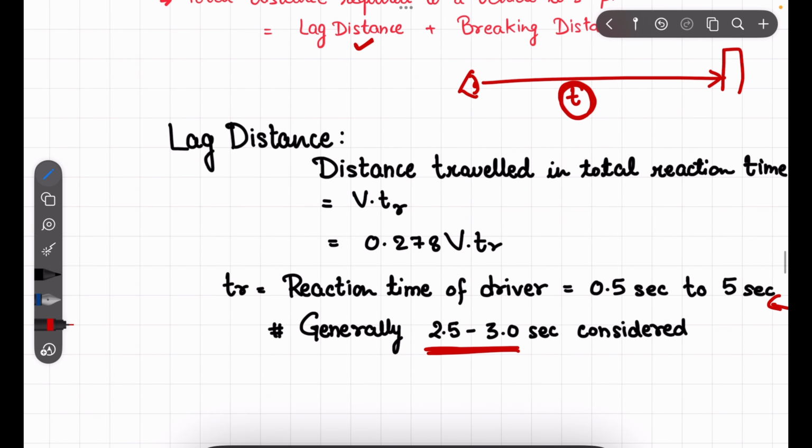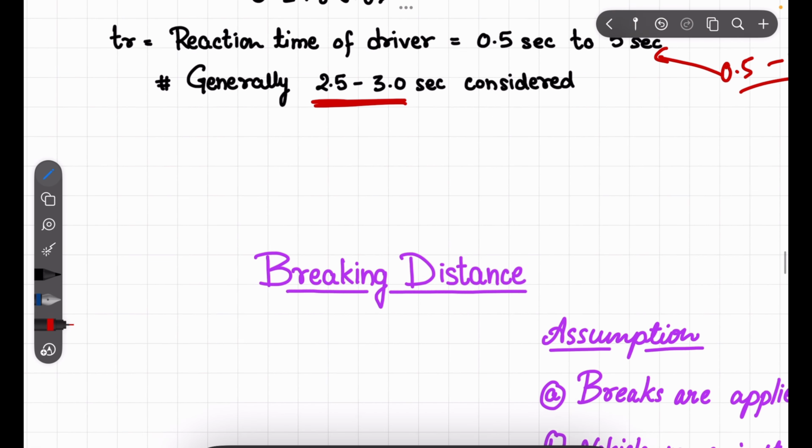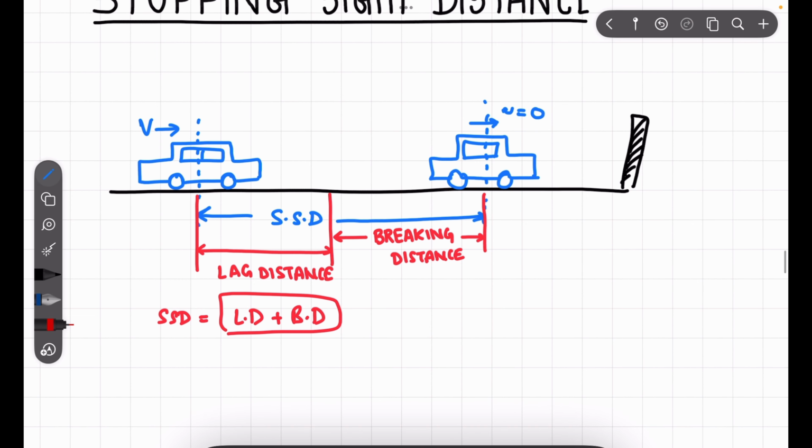So this is your lag distance. Next comes your braking distance. Once the driver has reacted to the situation, the driver applies the brakes. After the application of the brake, there might be some skidding or slipping of the vehicle, and some minimum distance is covered by the vehicle.